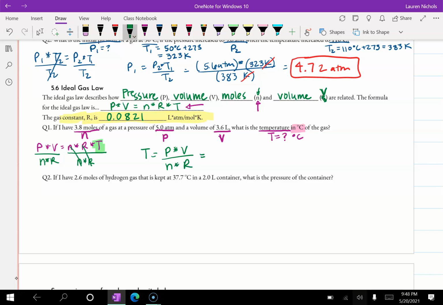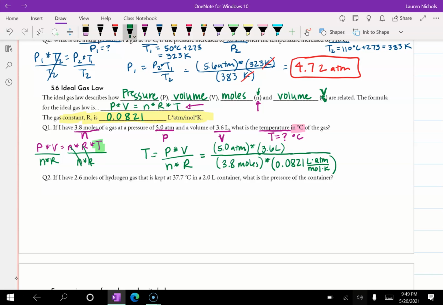So if we plug this in, pressure is 5.0 atmospheres. Again, I'm writing my units. Volume, 3.6 liters. I'm not just writing 3.6, it's 3.6 liters. Times my moles, 3.8 moles. And then I'm multiplying by R. Now remember, R is your constant. It's always the same. 0.08 liters times atmosphere divided by mole times Kelvin.